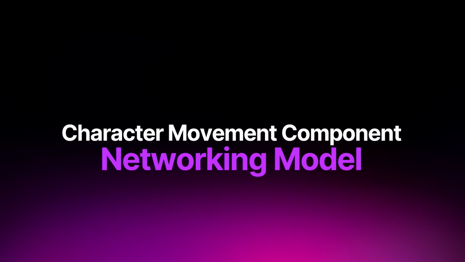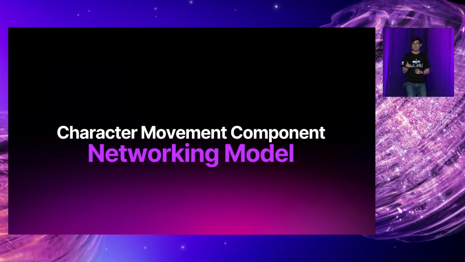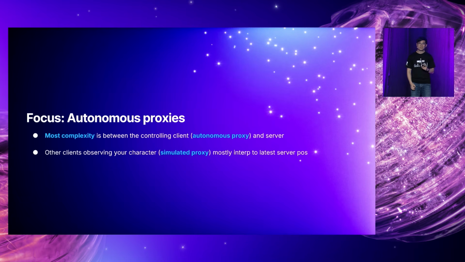Now let's dive into the character movement component's networking model. So what are we dealing with, because we need to work together with it. I'm going to focus primarily on autonomous proxies, which means the character that I'm controlling, and the networking that happens between my client and the server about that character. The reason I'm focusing on autonomous proxies is because sim proxies, so other clients' representation of my character, are quite simple by default. Other clients will just take the last server position and smooth towards that position. And in some cases, if the difference is too large, they will just teleport a little bit. So the complexity is in the autonomous proxy and the server.